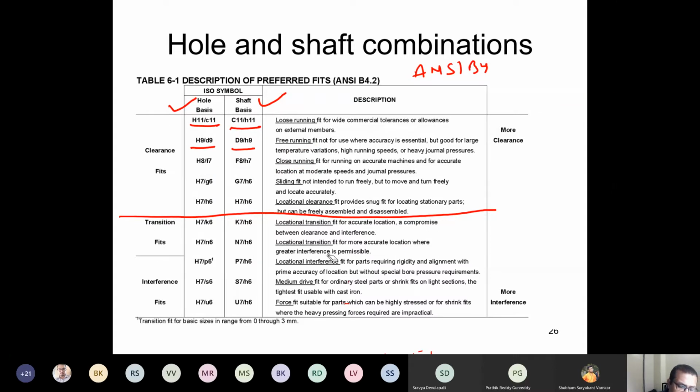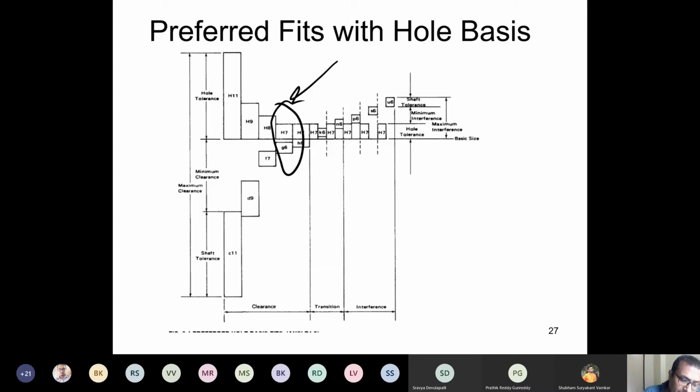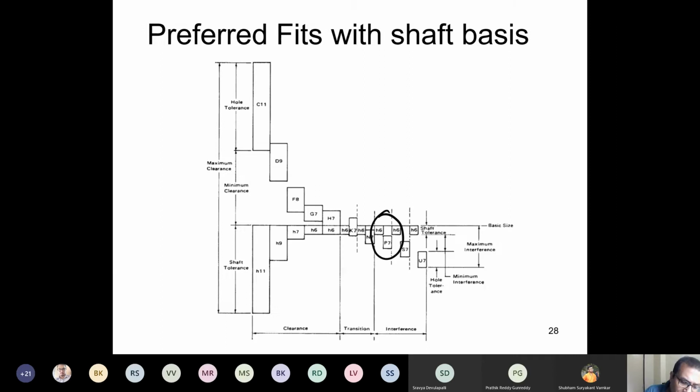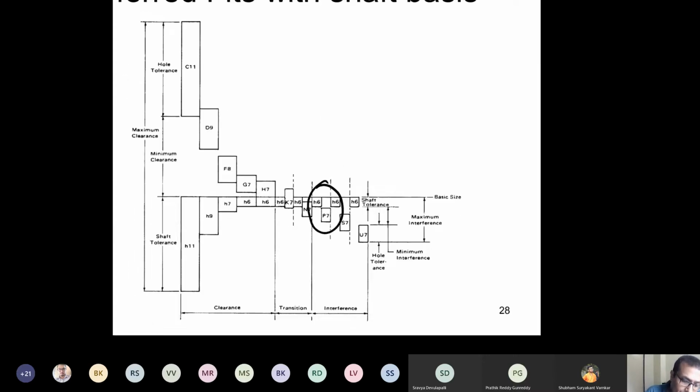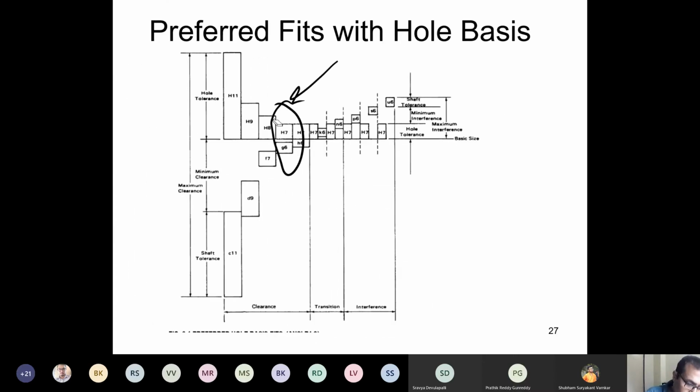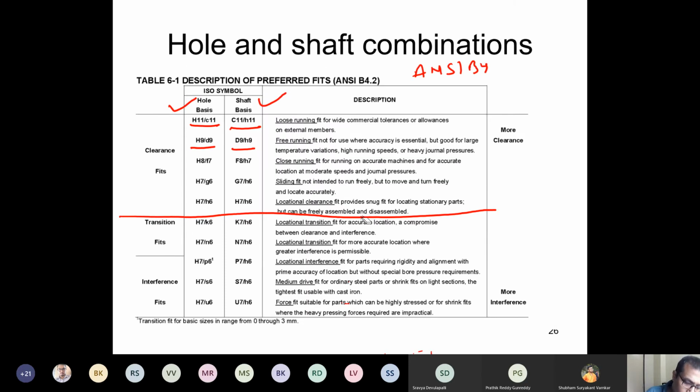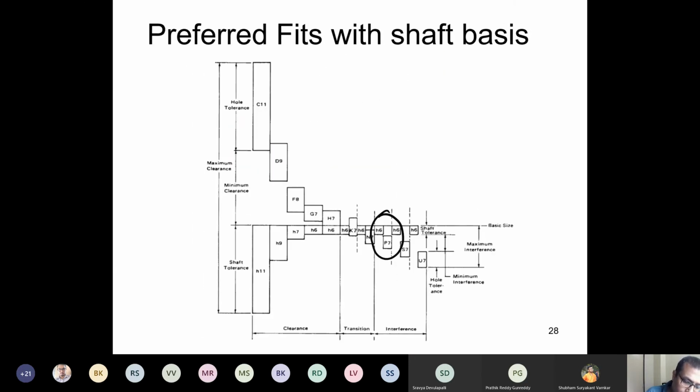So I've given you some of those combinations here which you can use. And what I will do is I'll take two problems. In one, there is H7 G6. So H7 is basically the hole, and G6 is the shaft. So you see here, there's one combination which I will choose. The other combination which I will choose will be H6 and P7. Two combinations I will choose, and we'll solve these problems. And this is the H6 P7 combination.